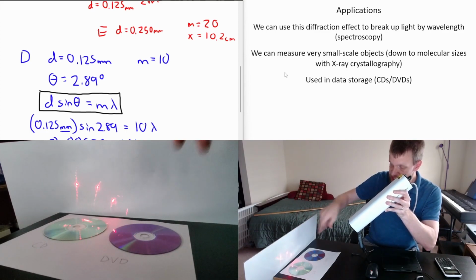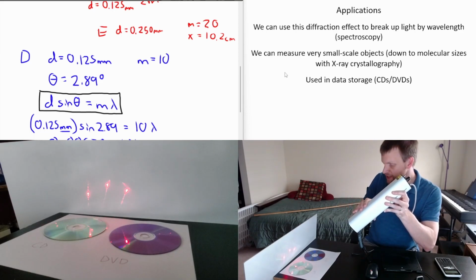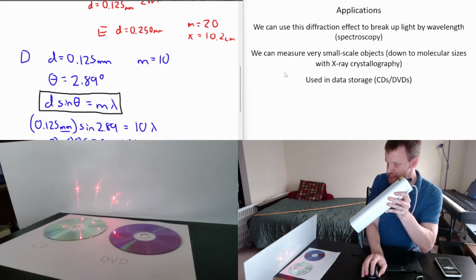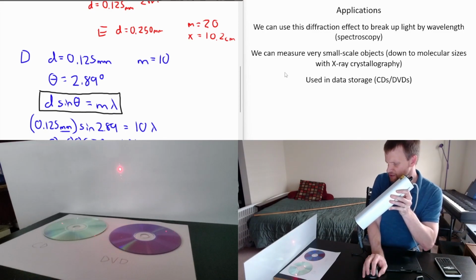Okay. The DVD does the same sort of thing, but let's look at its effect. If I look at the DVD, notice those dots are a lot further apart from each other. Well, let's back up a second. When I look at the CD, we get lots of dots pretty close together. When I look at the DVD, the dots are much further apart. I'm trying to see if I can get a dot showing up on the other side, but not showing up super well. There we go.